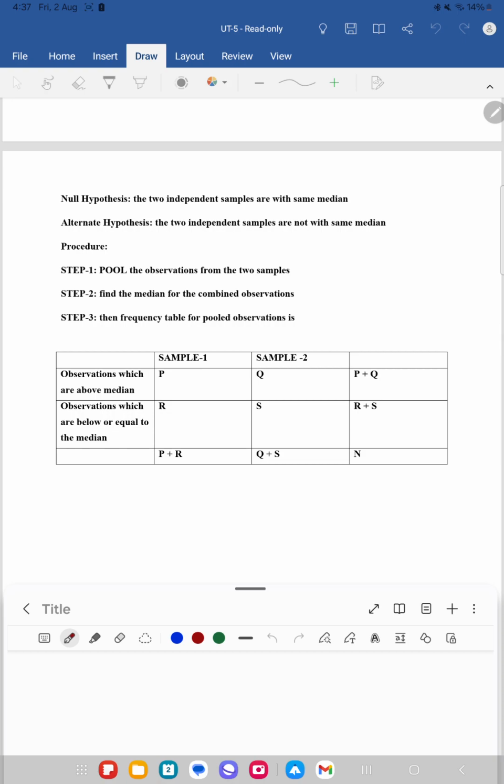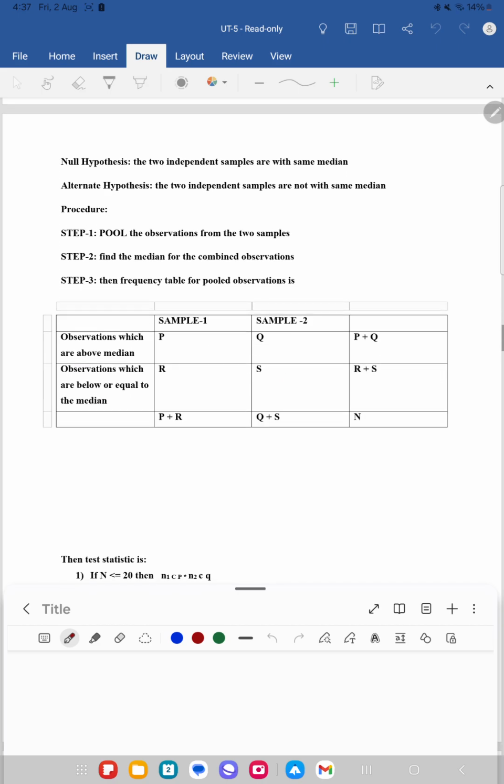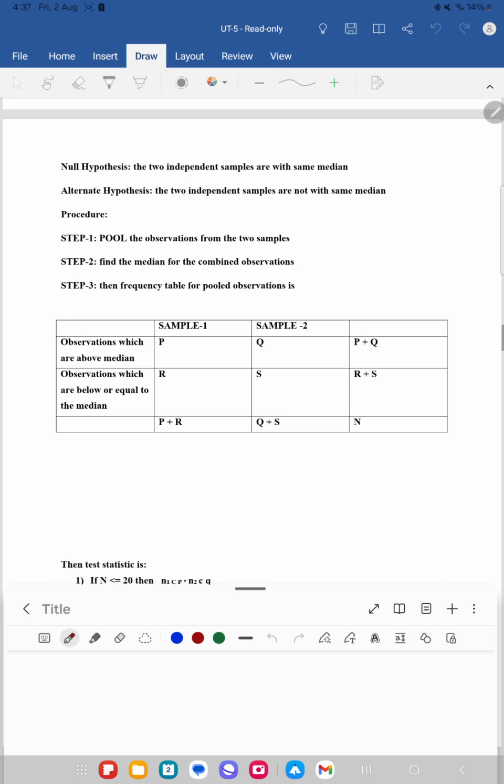Got it? So after finding the median, the combined median for all the observations, then we have to form a table like this. So sample 1, sample 2. The first column is observations above the median, and below or equal to the median. These are P, Q, R, S and so on. So this is easy, no need to worry, I will explain.